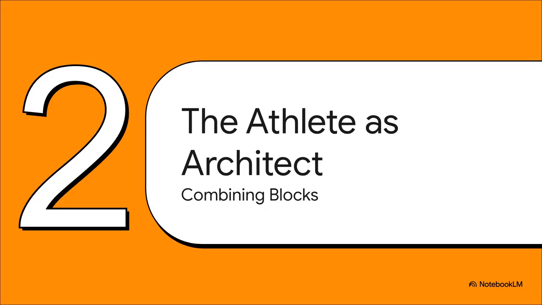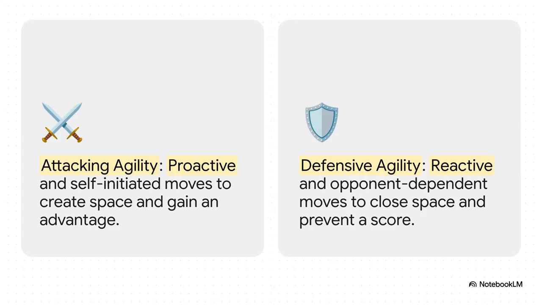Okay. So we have our building blocks, our vertical, lateral, and deceleration skills. Now let's talk about the fun part. How does the athlete, our architect, put all these pieces together in the middle of a chaotic, fast-paced game? First, we gotta understand that agility isn't just one thing. There's attacking agility. That's when you're on offense, you have the ball, and you're the one making the first move. You dictate the play. But then there's defensive agility, which is totally different. That's all about reacting. You're responding to what the other guy does. You're using the same building blocks, but the why is completely different.